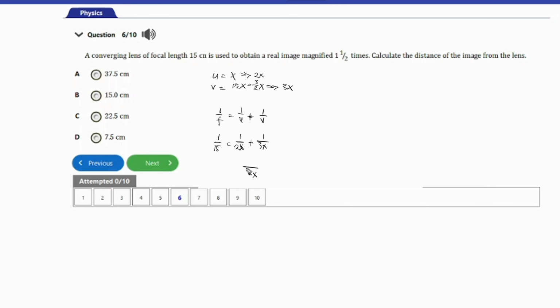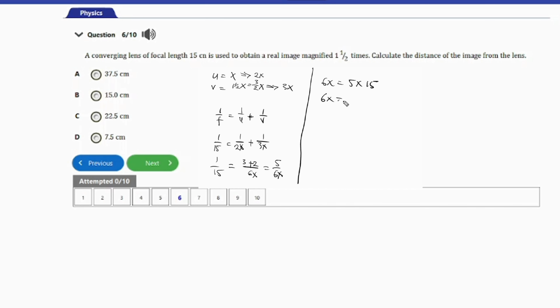If we add this fraction up, the LCM will be 6x. So put down 6x, and first of all 6x over 2x will be 3. So we have 3 plus, then 6x divided by 3x will be 2. So that will be 3 plus 2, that's 5. So we have 5 over 6x here. It means that 1 over 15 is equal to 5 over 6x. So in that case, 6x will be 5 times 15, and that's 75.